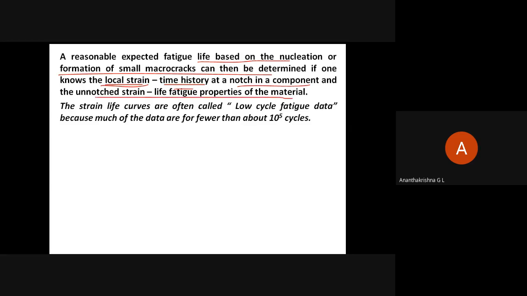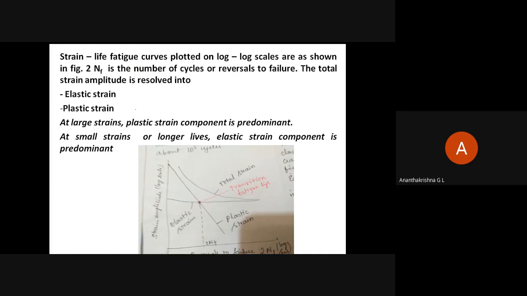So strain life curves are often called low cycle fatigue data, because the data are far fewer than 10 power 5 number of cycles. And strain life fatigue consists of elastic strain and plastic strain. So you can write up to that, and then we can go for transition fatigue life. What is transition fatigue life, and what is elastic strain and plastic strain?